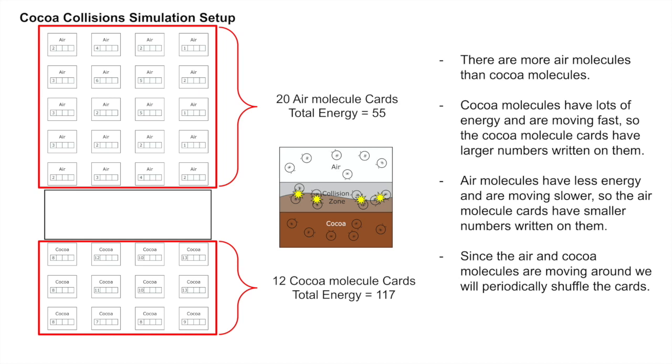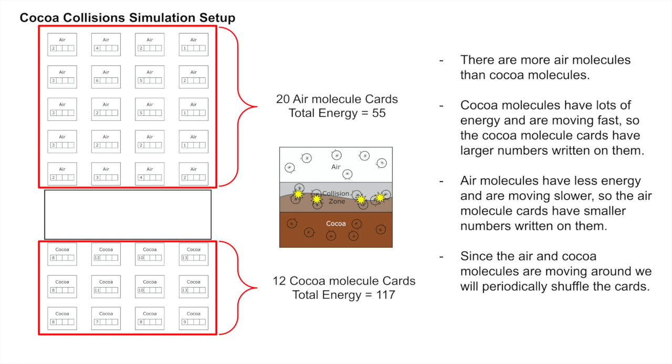Coco molecules are moving fast and thus have lots of energy. This is why the Coco molecule cards have a larger number written on them. If you added up all the energy on the cards, you would get 117. Air molecules are moving slow and thus have less energy. This is why the air molecule cards have smaller numbers written on them. If you added up all the energy of the air, you would only get 55.